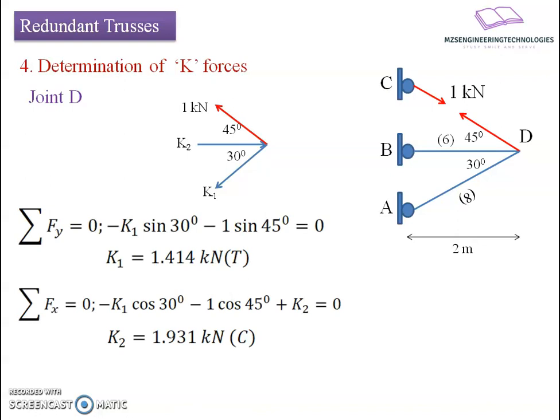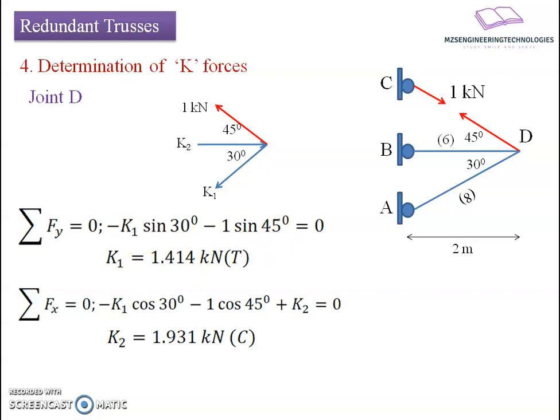into a relation minus K1 sine of 30 going downward plus 1 sine of 45 degree. So read this as a plus. By typographical mistake it will appear as a negative here, so please read it as a positive. It's going upward 1 sine of 45 degree, which results into value of K1 as 1.414 kilonewton tensile in nature.